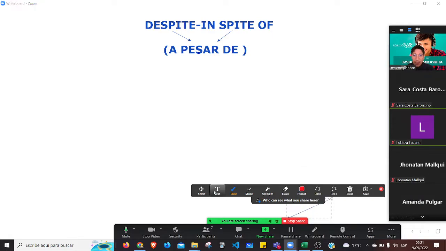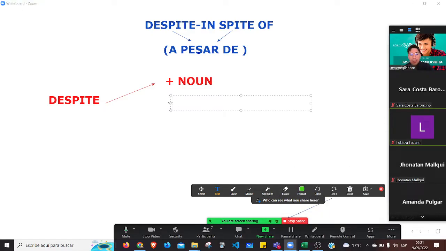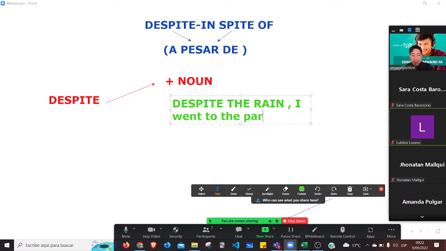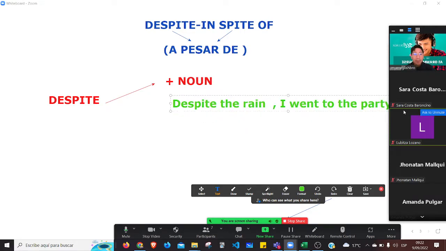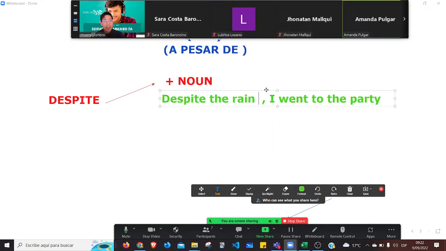Well, let me tell you that. For example, you have despite. When you have the word despite, you have three ways. I'm going to teach you two today. The first one, you use despite plus a noun. How is that possible? You say, despite the rain, I went to the party. ¿Qué dice allí? A pesar de la lluvia, fui a la fiesta.